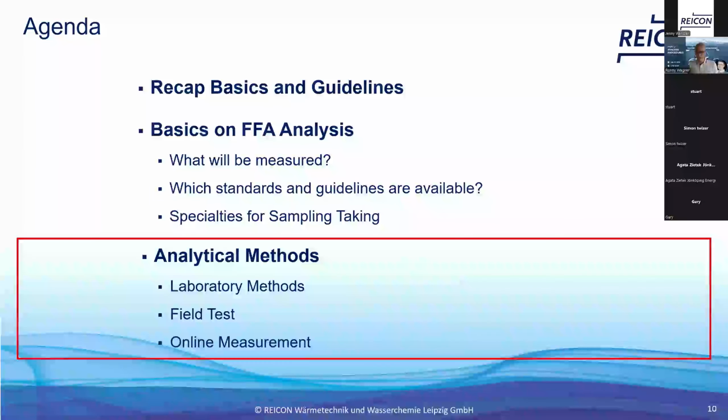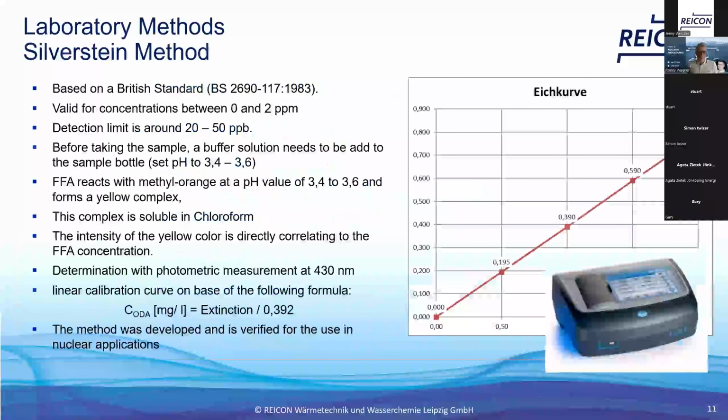Coming to the analytical methods. The first one I want to introduce to you is the so-called Silverstein method, which is based on a British standard from 1983. This is a very accurate method because the detection limit is very low, but it requires some laboratory experience. The more analyses you do, the better the results will be. You can use it for a concentration between 0 and 2 ppm in the system.